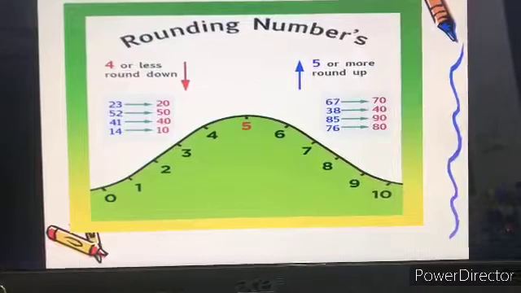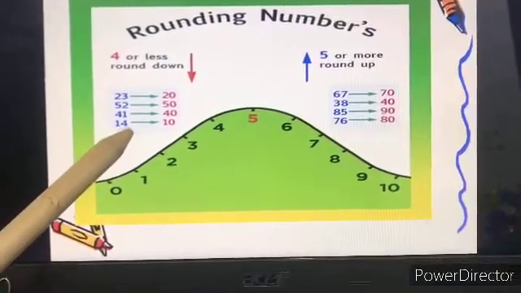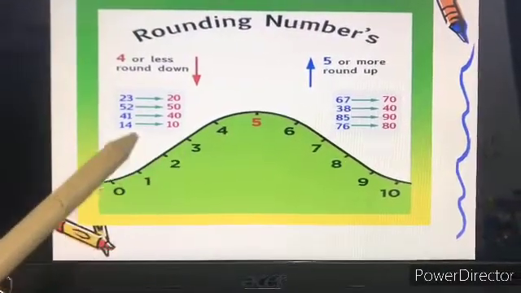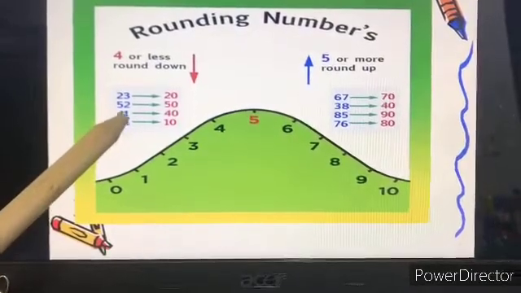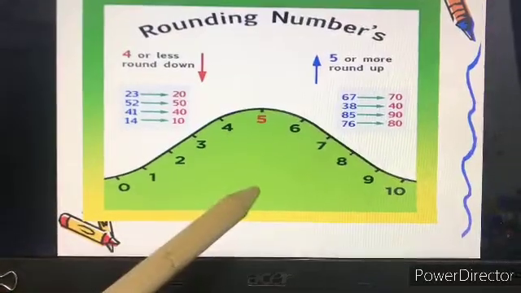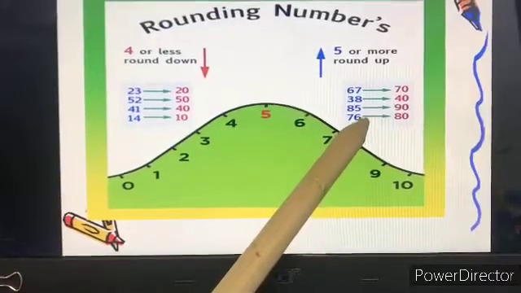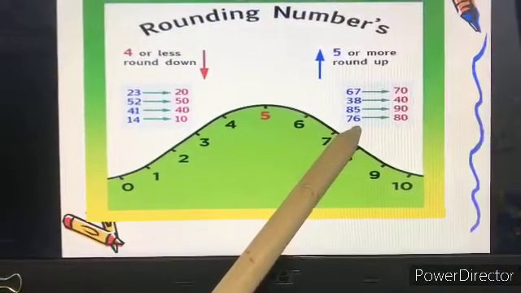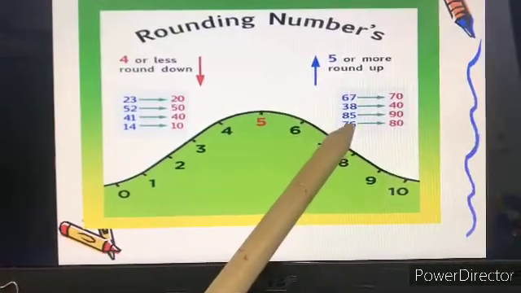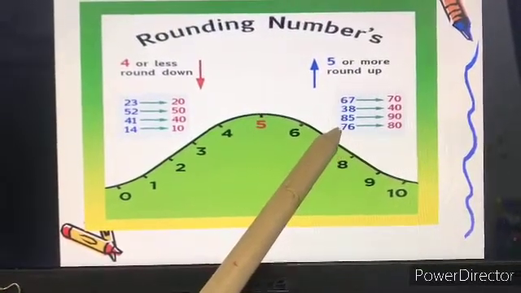Let's see more examples. This is 14. At the ones place it is 4. So we will make it 0 and we will not add anything to the tens place, and it becomes 10. But here it is 76. The unit digit 6 is greater than 5. So we will put 0 at the ones place and add 1 to the tens, and this 76 turns into 80.